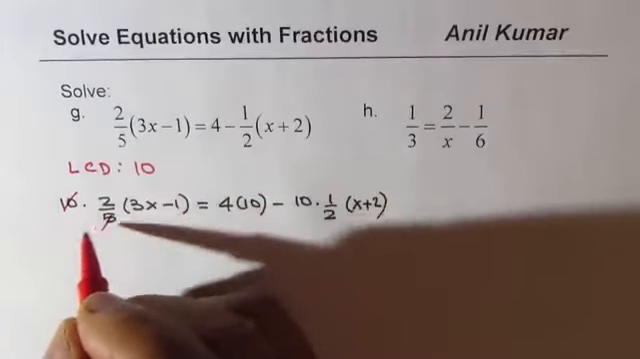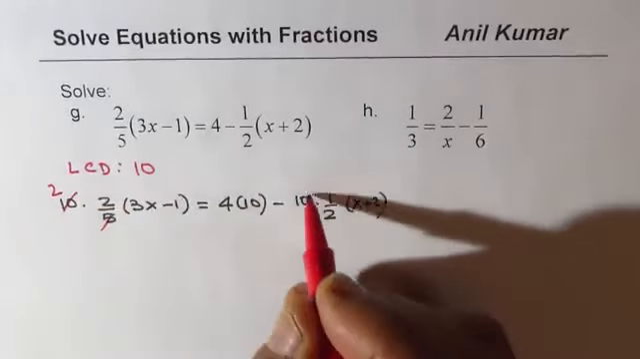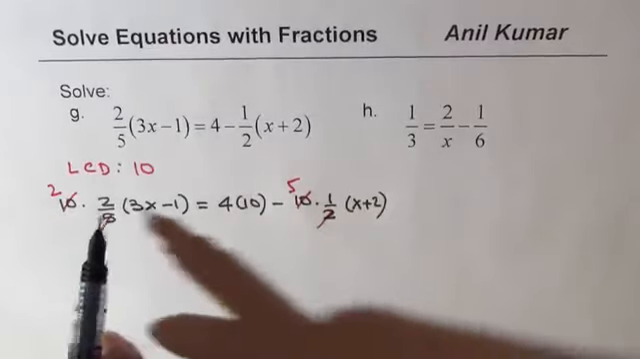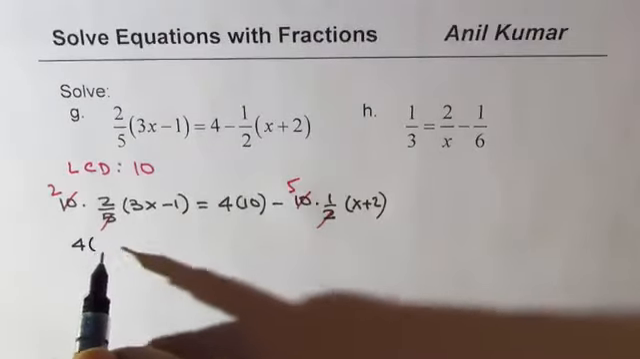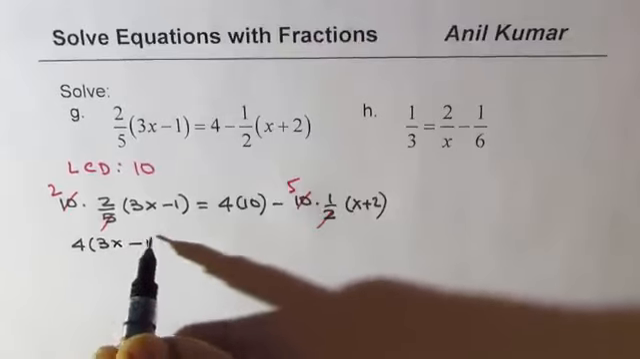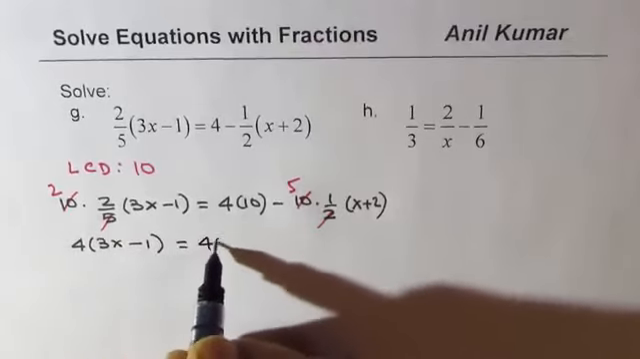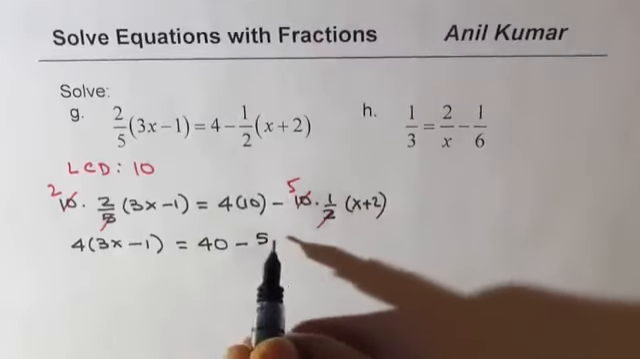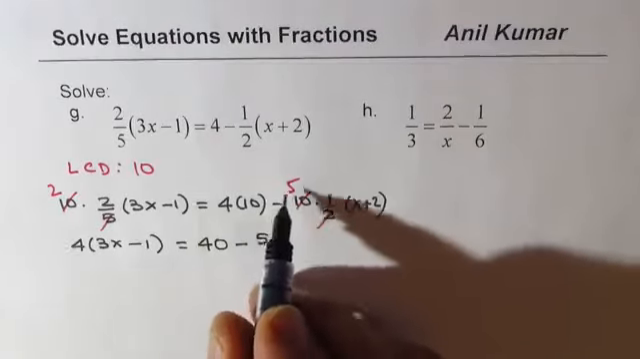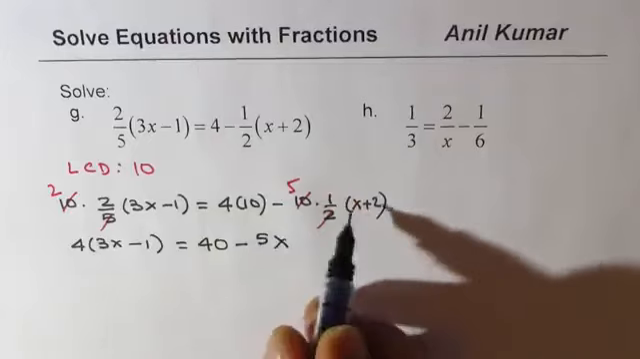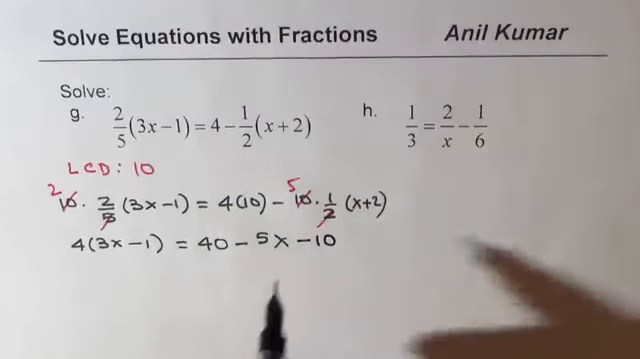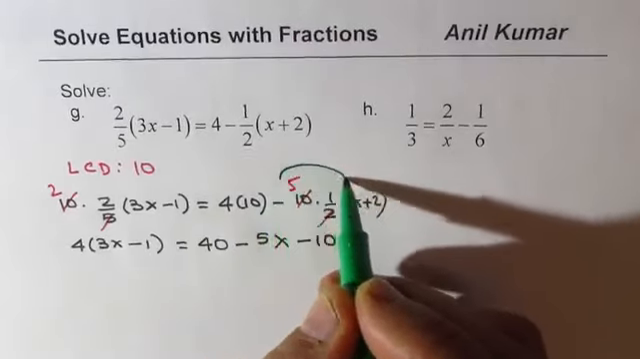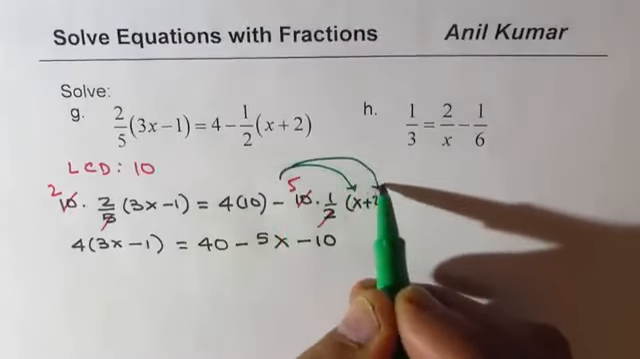Now when you simplify, 10 goes 2 times with 5 and 5 times with 2. So 2 times 2 is 4. So we write 4 times (3x minus 1) equals 40 minus. So when you open this bracket, remember to apply minus 5 to both, right? So minus 5x and minus 10. So take care of the minus sign also, right? So you have to multiply with both the terms.